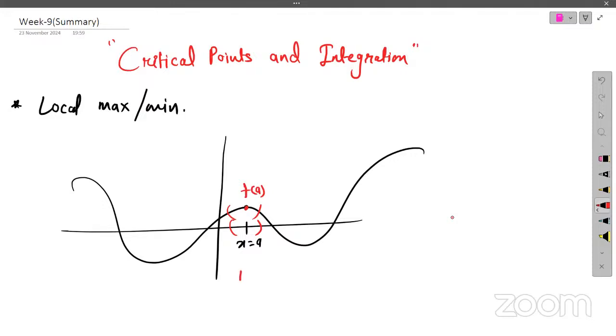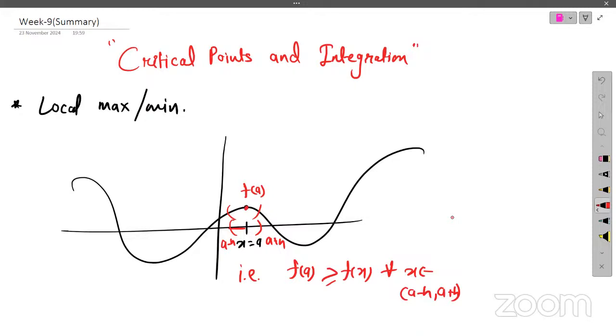So what is happening here? The value f of a is greater than or equal to f of x for all x belonging to this particular open interval. Let's name it a minus h comma a plus h. That means for all x belonging to a minus h comma a plus h. Such points are known as local maxima.